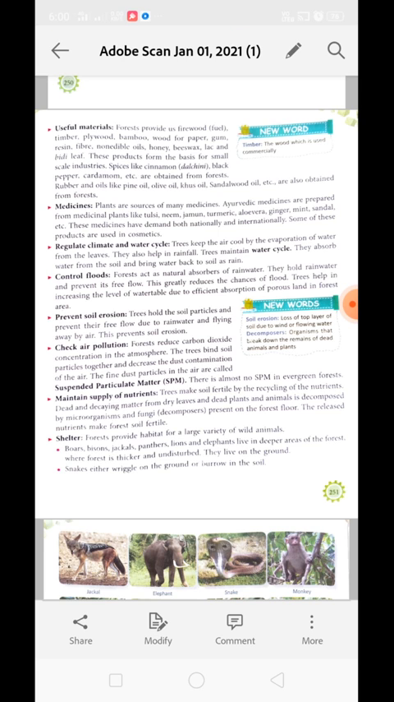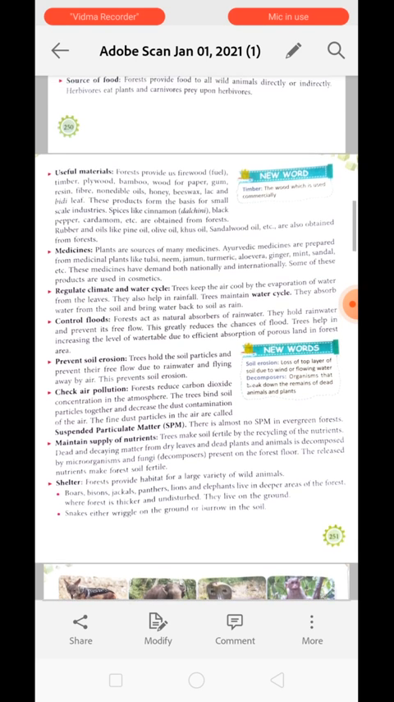When the water vapor is released into the atmosphere, it finally moves in an upward direction along with the hot air and forms the cloud and ultimately rain. Trees maintain the water cycle. They absorb water from the soil and bring water back to the soil as rain. Means they are taking the water from the soil with the help of roots, and they are releasing the water into the atmosphere in the form of water vapor, which again gets condensed in the form of cloud, and rains into the soil. So it is maintaining the water cycle, right?